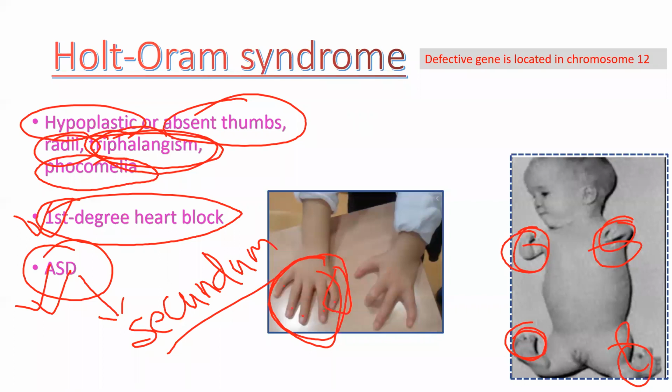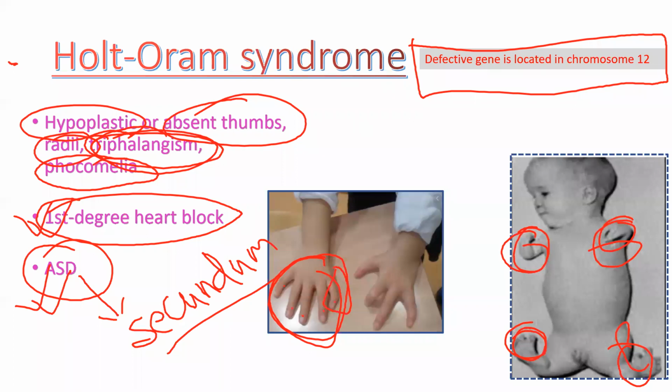So do not forget, the triad of Holt-Oram syndrome is going to have the secundum ASD, the first degree heart block, and the problem in the limbs. For example, the phocomelia, the triphalangism, the absent radius, the absent thumbs, or the hypoplastic thumbs. And one more important thing I must tell you here, the problematic gene is located in chromosome number 12.